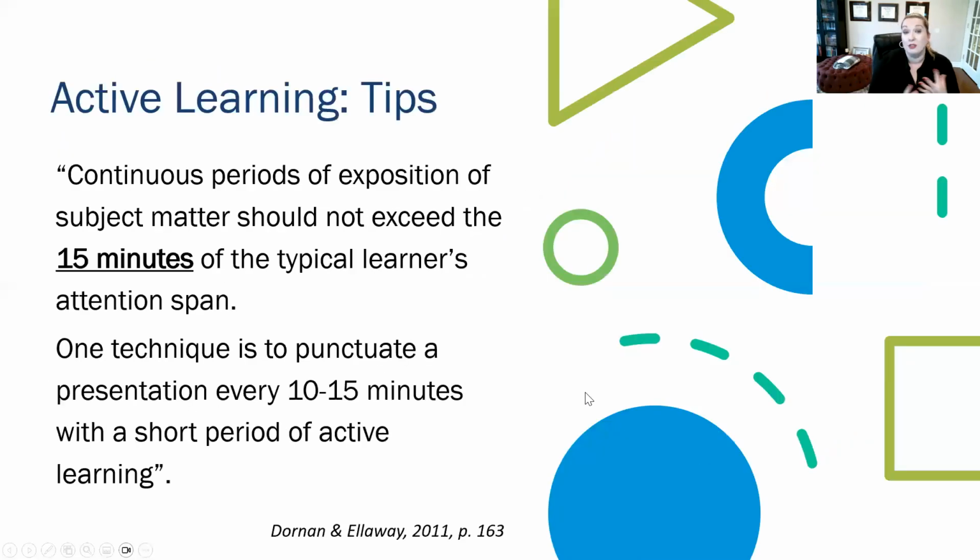A couple of general tips with active learning. Continuous periods of exposure to subject matter should really not exceed 15 minutes. That's the typical adult learner's attention span. So one technique, if you're giving a more traditional didactic to a large audience, would be to punctuate every 10 to 15 minutes with a short period of active learning.